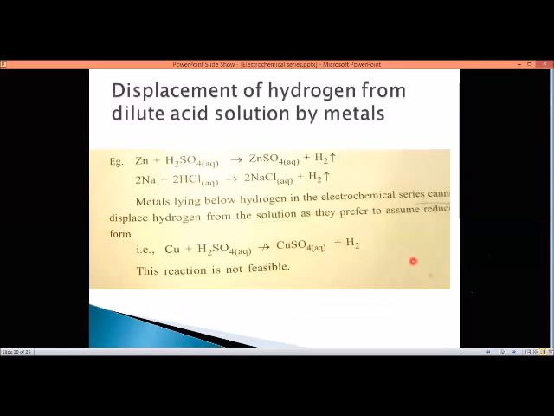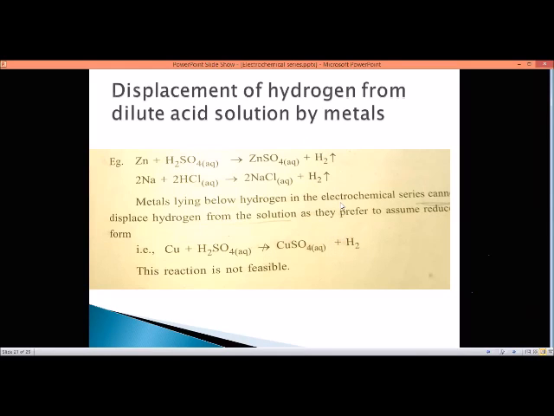Yes, let me go back. I was here. So here you can see the example. Zinc with H2SO4 will give zinc sulfate with H2. Sodium with HCl gives sodium chloride and hydrogen gas is liberated. But copper with H2SO4 will not react. You can see the arrow mark here. An arrow mark with a slash means it will not react, and copper sulfate and hydrogen will not be formed.